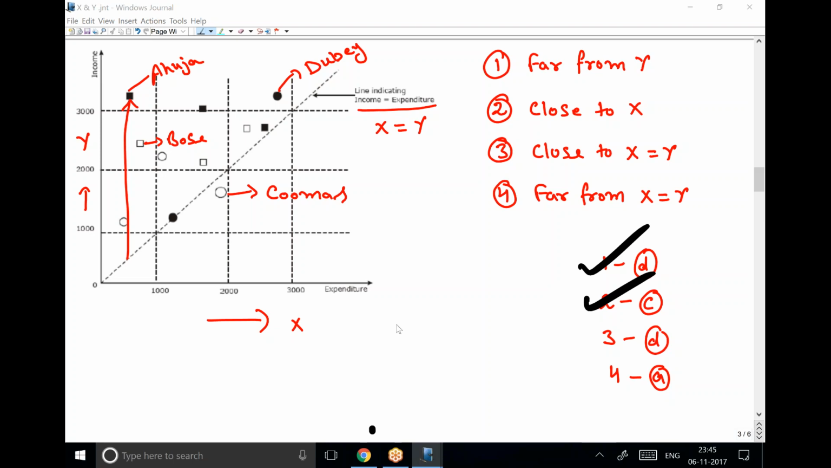Now look at the last question. They're looking for the highest amount of saving in the last question. When you're looking for the highest amount of saving, that means you are looking for a number which is far away from x is equal to y.